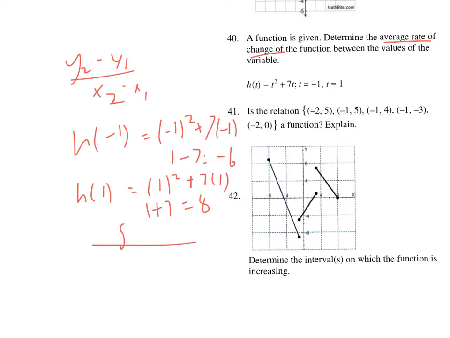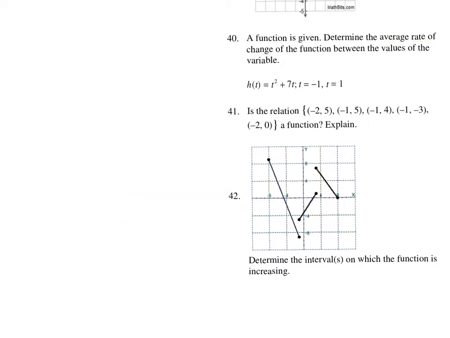So we'll just do y2 minus y1 over x2 minus x1. So that's going to be 14 over 2. So that'll be 7.